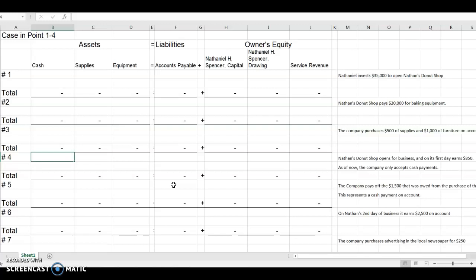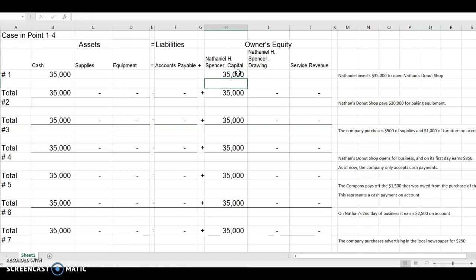In this problem, we will be recording the transactions, and at the end of the second video, we will calculate the ending balances for each account. The first transaction, Nathaniel is going to invest $35,000 to open Nathan's donut shop. So he's putting cash into the bank account. The bank account will increase by $35,000. Nathaniel's capital account will increase by $35,000.